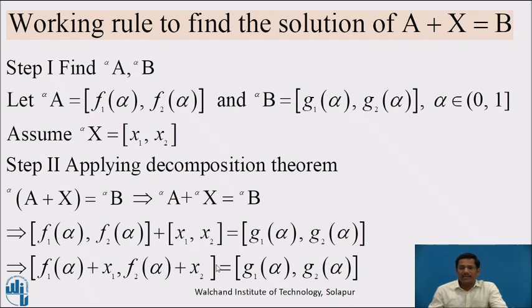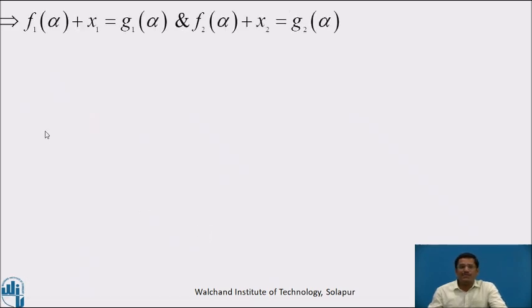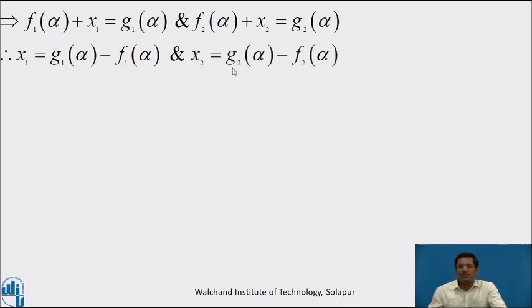Now this is the equality between two closed intervals. By the definition of equality of closed intervals, if these two closed intervals are equal, it means their initial and end points must be equal. So equating their initial and end points, we get f1 of alpha plus x1 equal to j1 of alpha, and the end point will become f2 of alpha plus x2 equal to j2 of alpha. Now solving these two equations for x1 and x2, we get x1 equal to j1 of alpha minus f1 of alpha, and x2 is equal to j2 of alpha minus f2 of alpha.